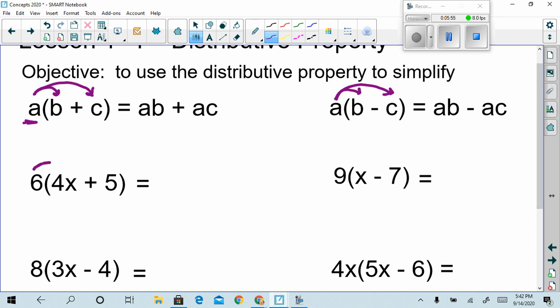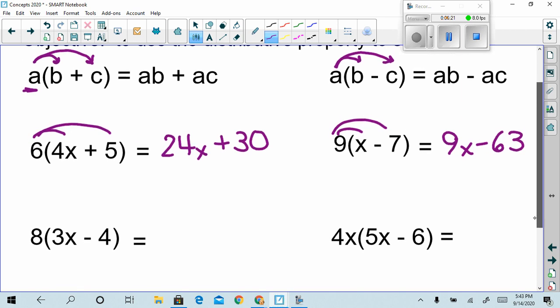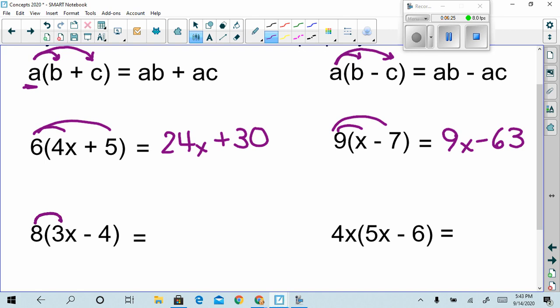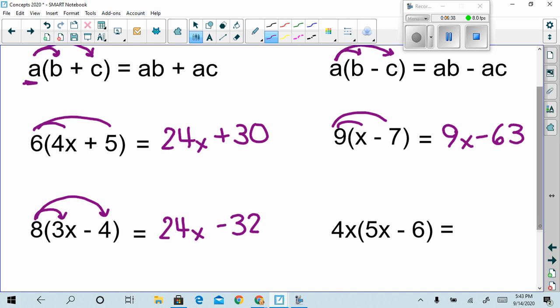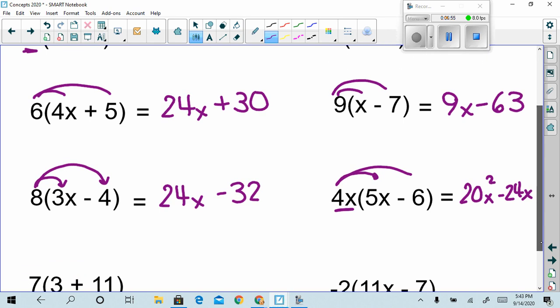We're going to take the 6 and multiply it once. 6 times 4x will be 24x. 6 times 5 will be 30. 2 multiplications, that's what we have. 9 times x, 9x. 9 times that 7, 63. Try the next two. I've got 8 times 3x will give me 24x. 8 times this negative 4 will give me minus 32. I did something a little different in the fourth problem. I put a variable on this outside factor. When we multiply, we have to add exponents, so this will give me 20x squared, and this will give me a negative 24x.